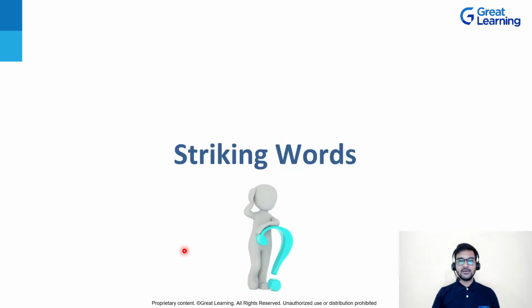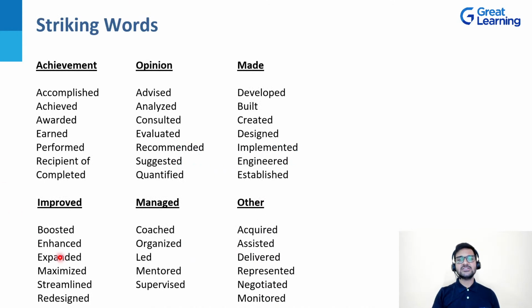Now, moving forward. There are a few striking words that I have written. You can take a screenshot of this screen, and you can use these words whenever you are building your resume. If you are talking about your achievements, you can use words such as accomplished, achieved. Let's say accomplished this in these numbers in this sales team of this company. Performed, recipient of this and this award, those things you can use.